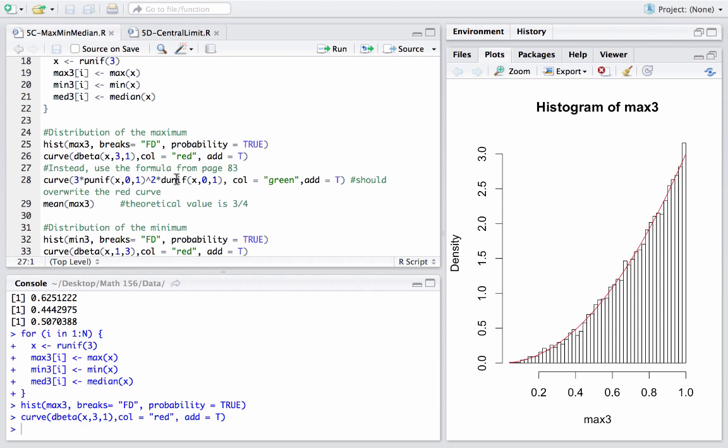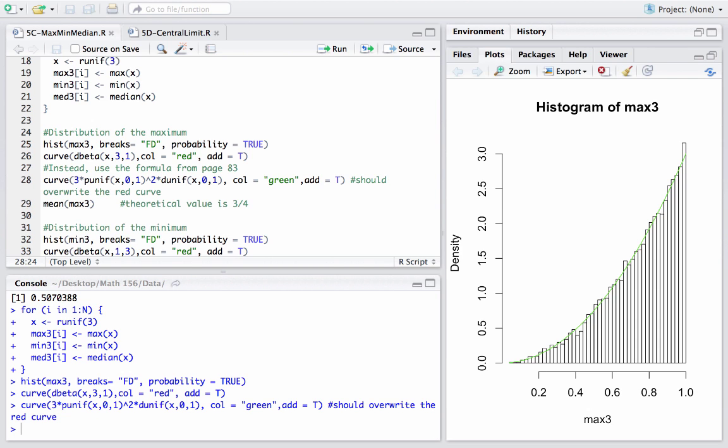We can also use the formula from page 83. This is going to be our general strategy for the rest of the script. So the max order statistic is n times 1 minus the cumulative distribution function to the power n minus 1 times the density function. And you see it nicely overwrites the theoretical value.